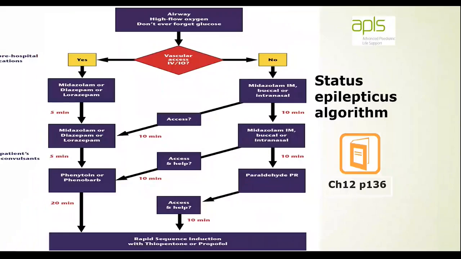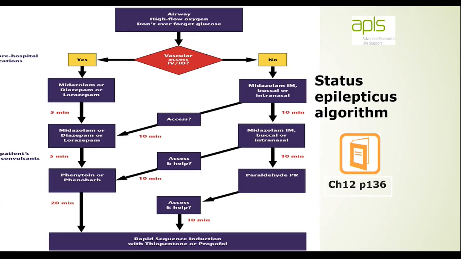And if it doesn't resolve after 5 minutes, you have to go for the repeat dose. And even if it doesn't resolve within that time, you have to go for another drug like phenytoin or phenobarb. So preemptively, you have to make sure all these options are available for the management of the child because we don't know where you are ending up.